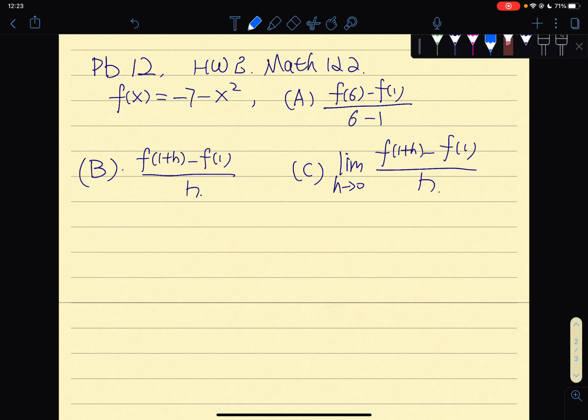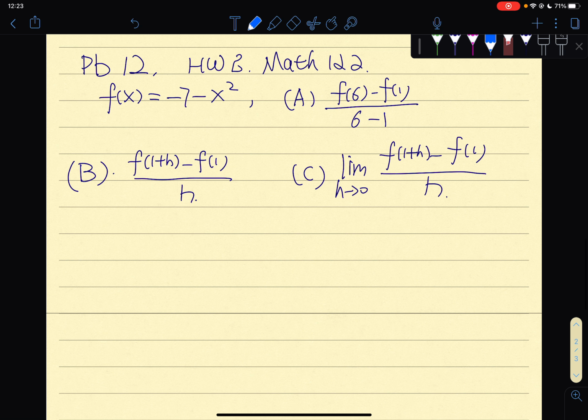So let's talk about one more example from the homework, which is number 12. Conceptually, it has walked you through the whole process, so it shouldn't be too bad to evaluate. The first problem is simply an evaluation.